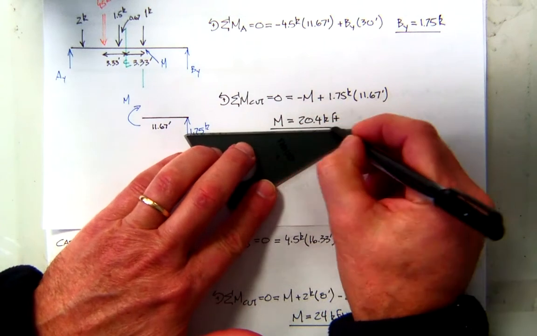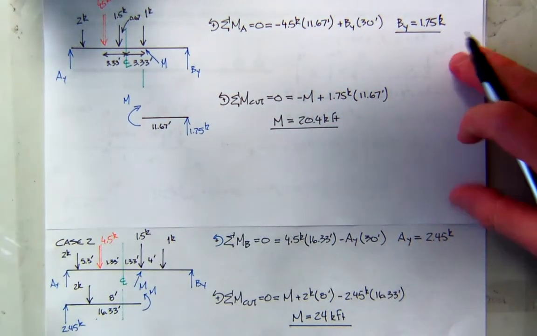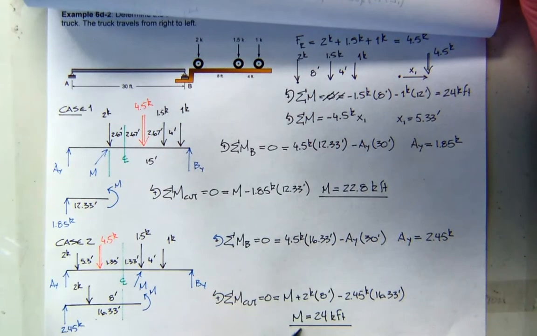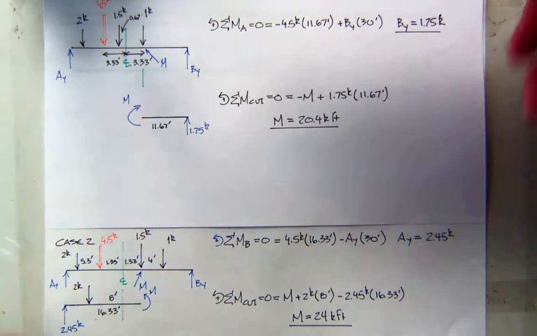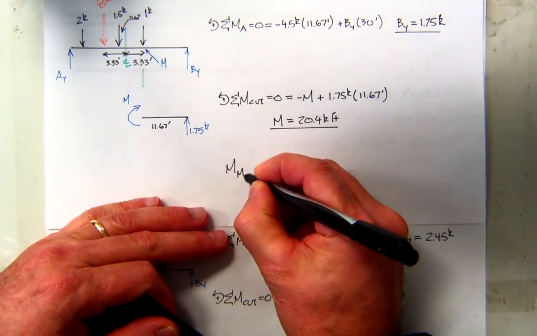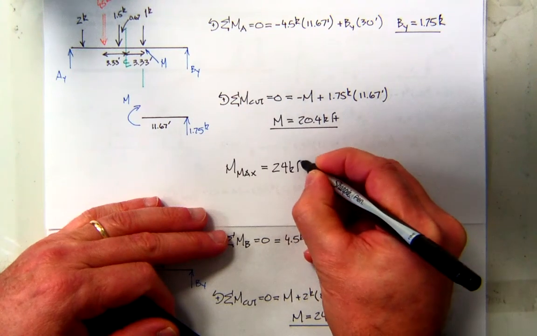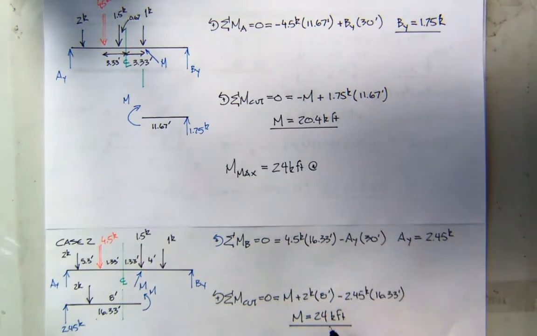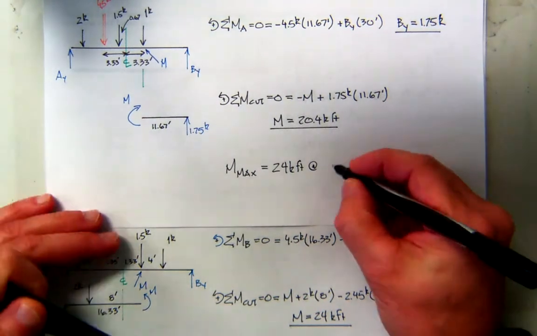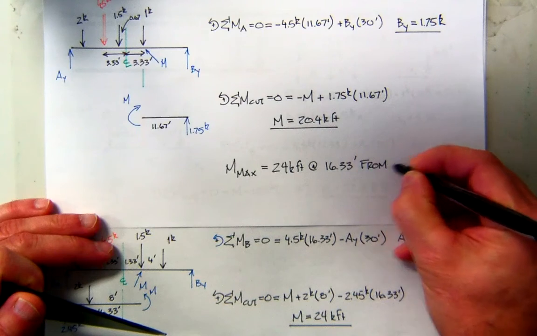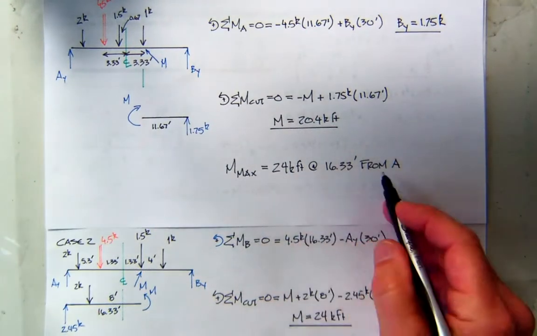Case 2 controls. Yeah, so now you go back and look at what we've done previously. Case 1 was 22.8, case 2 was 24, so case 2 is the max. So the final answer would be the maximum moment is going to be 24 kip feet, and you can say at what position? Well, at this position. From A, it would be 15 feet plus 1.33, or 16.33 feet from A. So you have magnitude and location.